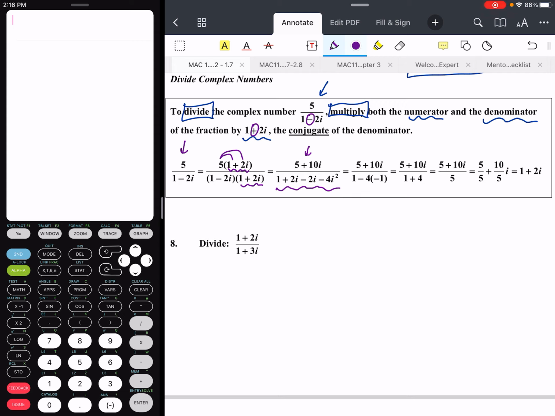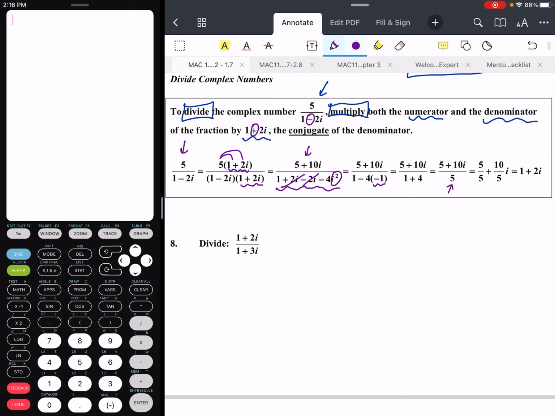And notice that in this FOIL step, whenever you multiply these conjugates together, when you do the outer and inner multiplication, you should always be able to cancel those two middle terms after you FOIL this out. So plus 2i minus 2i cancel out to 0. If they don't, you did something wrong. All right, so that leaves us with 1 minus 4i squared. And then, of course, we're going to take that i squared and replace it with negative 1. So that gives us 1 plus 4 for a grand total of 5 in the denominator.